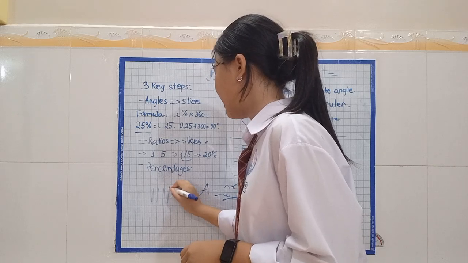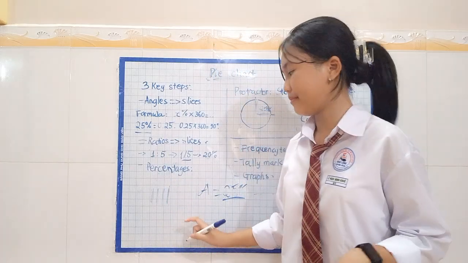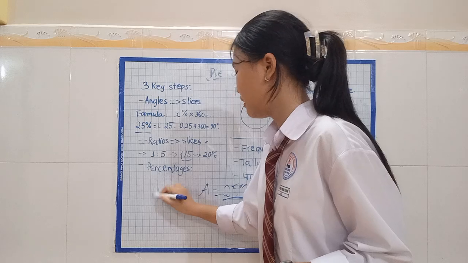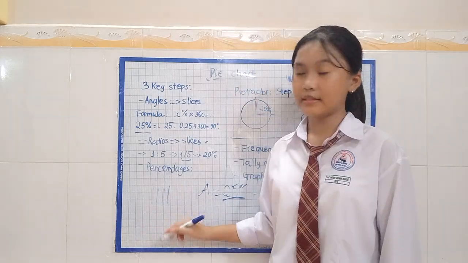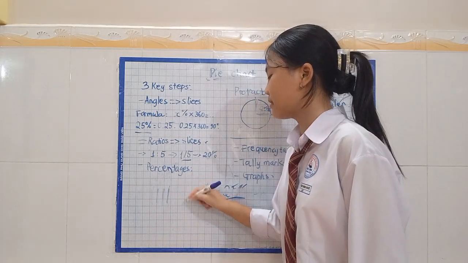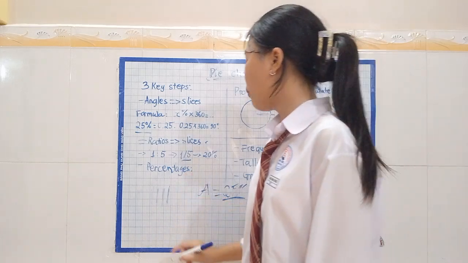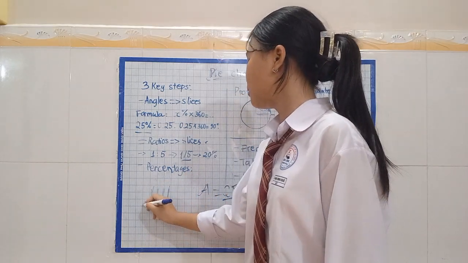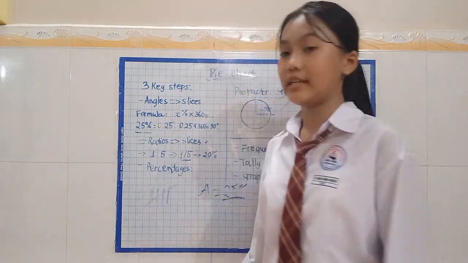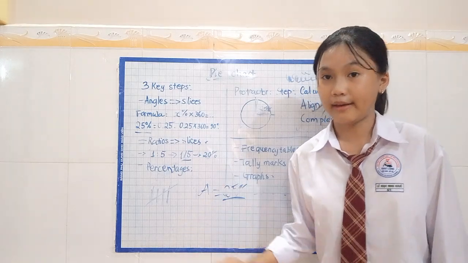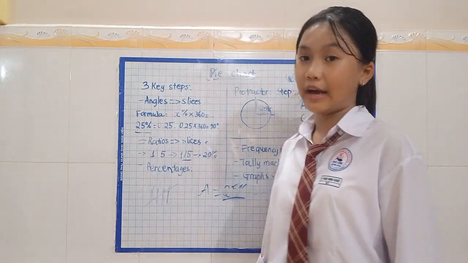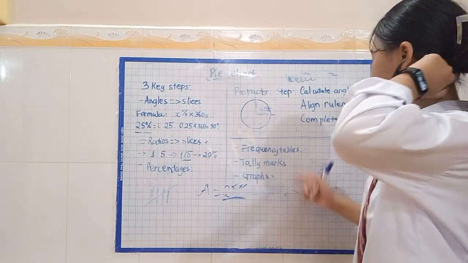I'm sorry, my pen is running out of ink. So here we have 4 lines, and we're not just continuing 5, 6, 7, 8, 9, 10 lines. When we reach 5, we're going to draw a line across it like this, so that we could easily count that, oh, this group here is 5. So this is how you use solid marks.